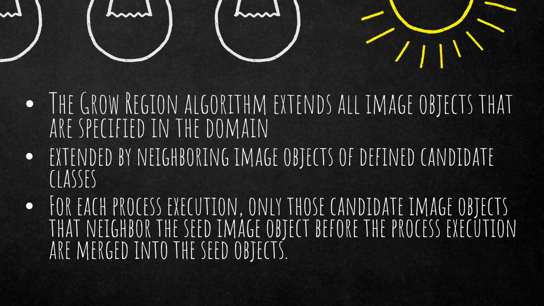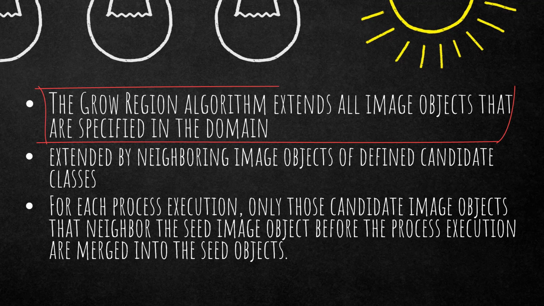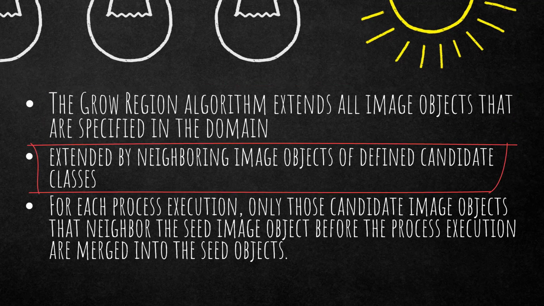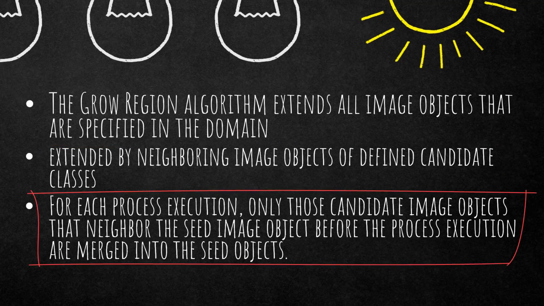So what is grow region doing? This algorithm actually extends all image objects that are specified in the domain. So in the domain, you define the seed image objects that then are growing, right? And they are growing by neighboring image objects of defined candidate classes. So you also can define the candidates that the image objects, the seeds are growing into. And for each process execution, only those candidate image objects that neighbor to the seed image objects before the process execution are merged into the seed objects.